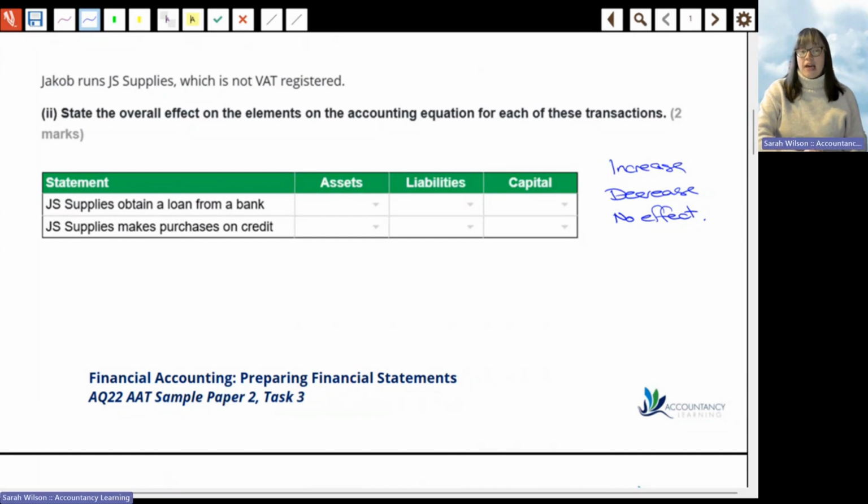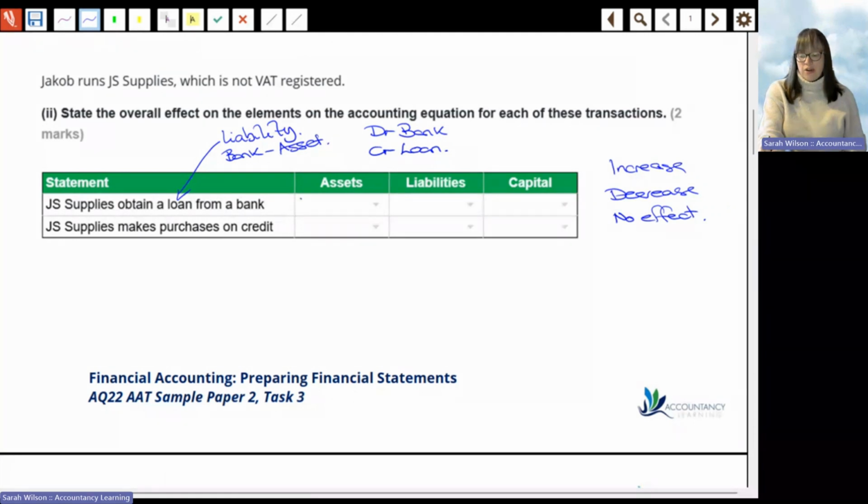So JS Supplies obtain a loan from the bank. So what's going to be happening with the loan? So the loan is going to be a liability. So we're going to have an extra liability there. And the money is going to go into the bank account. So our double entry there is going to be to debit the bank and credit the loan account. So the bank then, so assets is a bank. So that's going to increase because the money is going to go into the bank. So assets will increase.